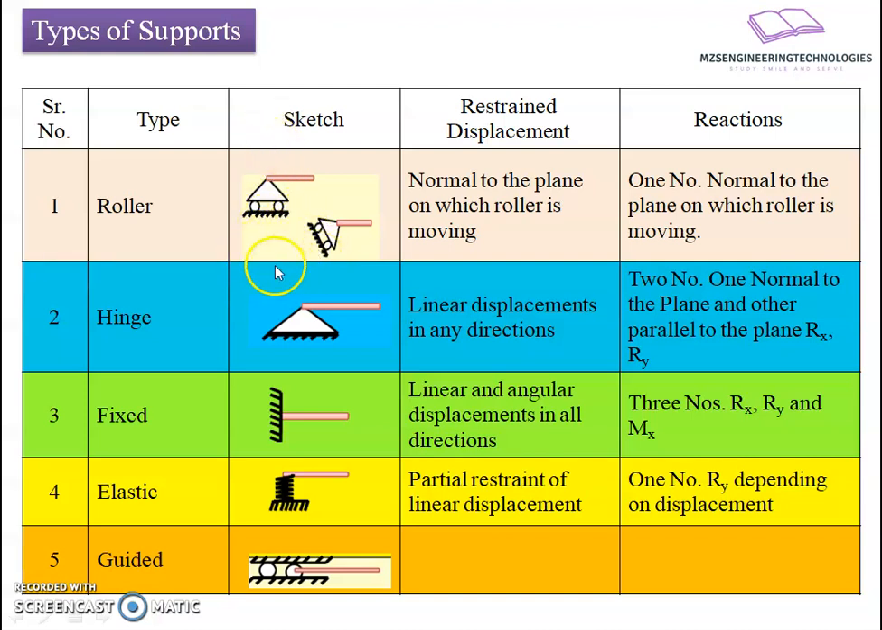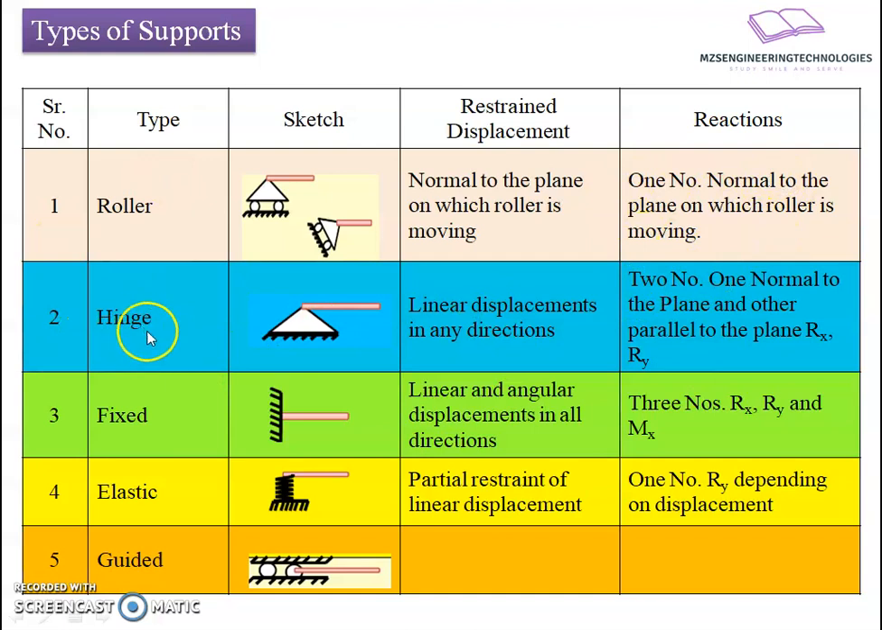When it is inclined, then it will have a normal thrust with reference to the inclined surface. Now it also provides some forces. It also develops some constraint condition, like it develops one reactive force which is normal to the plane on which the roller is moving. That is what we call a normal thrust.